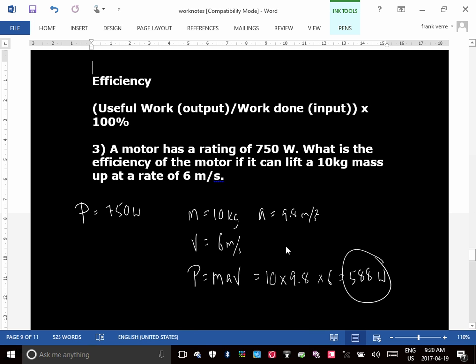Now, that's the actual power. If you had to do this, that's the amount of power required to do that. But the motor has a power rating of 750 watts. Because some of the energy is going to be converted to like heat, maybe vibrational energy. So some energy will be lost. Right, so this is the actual input. And then this would be the output. This is the useful work. This is what you put in.